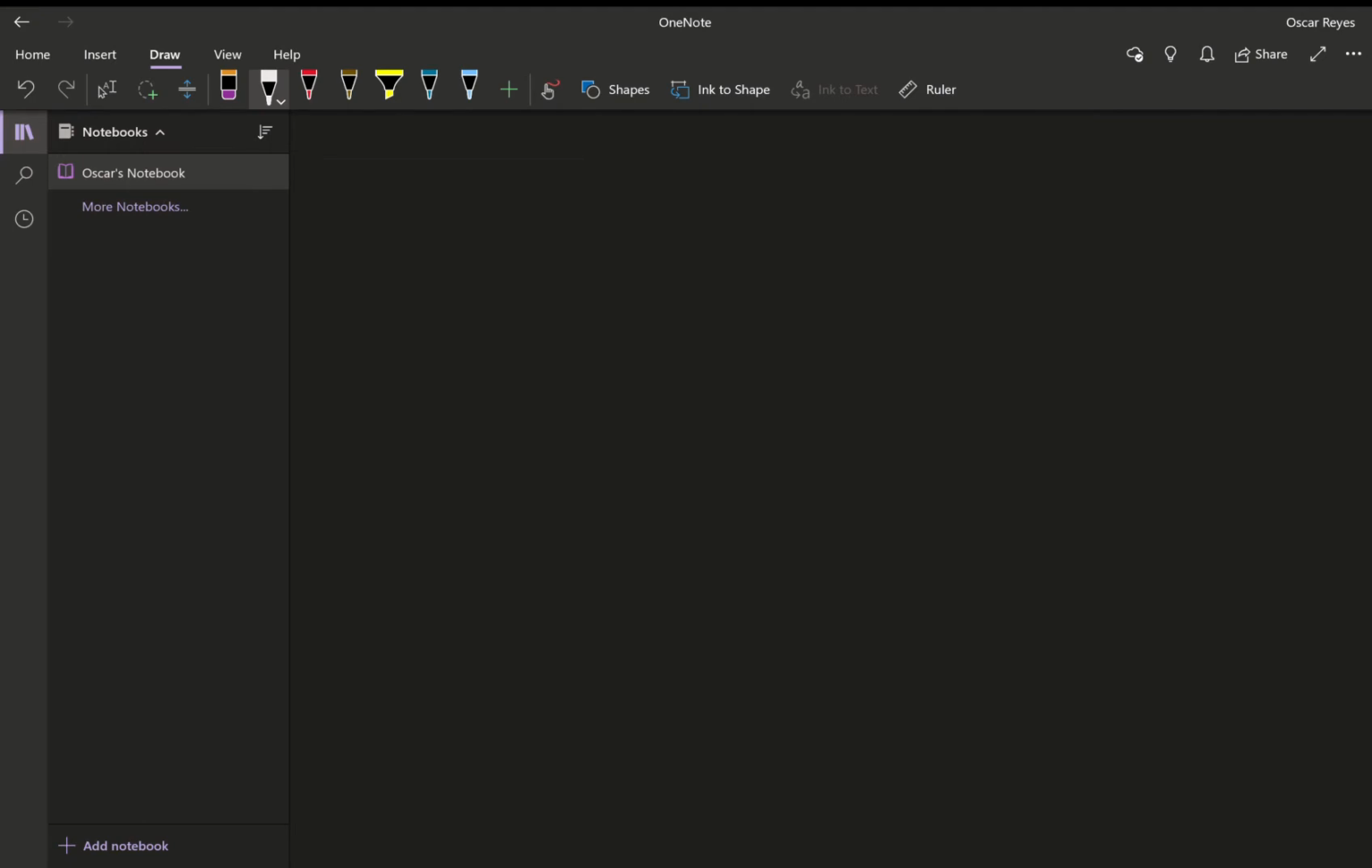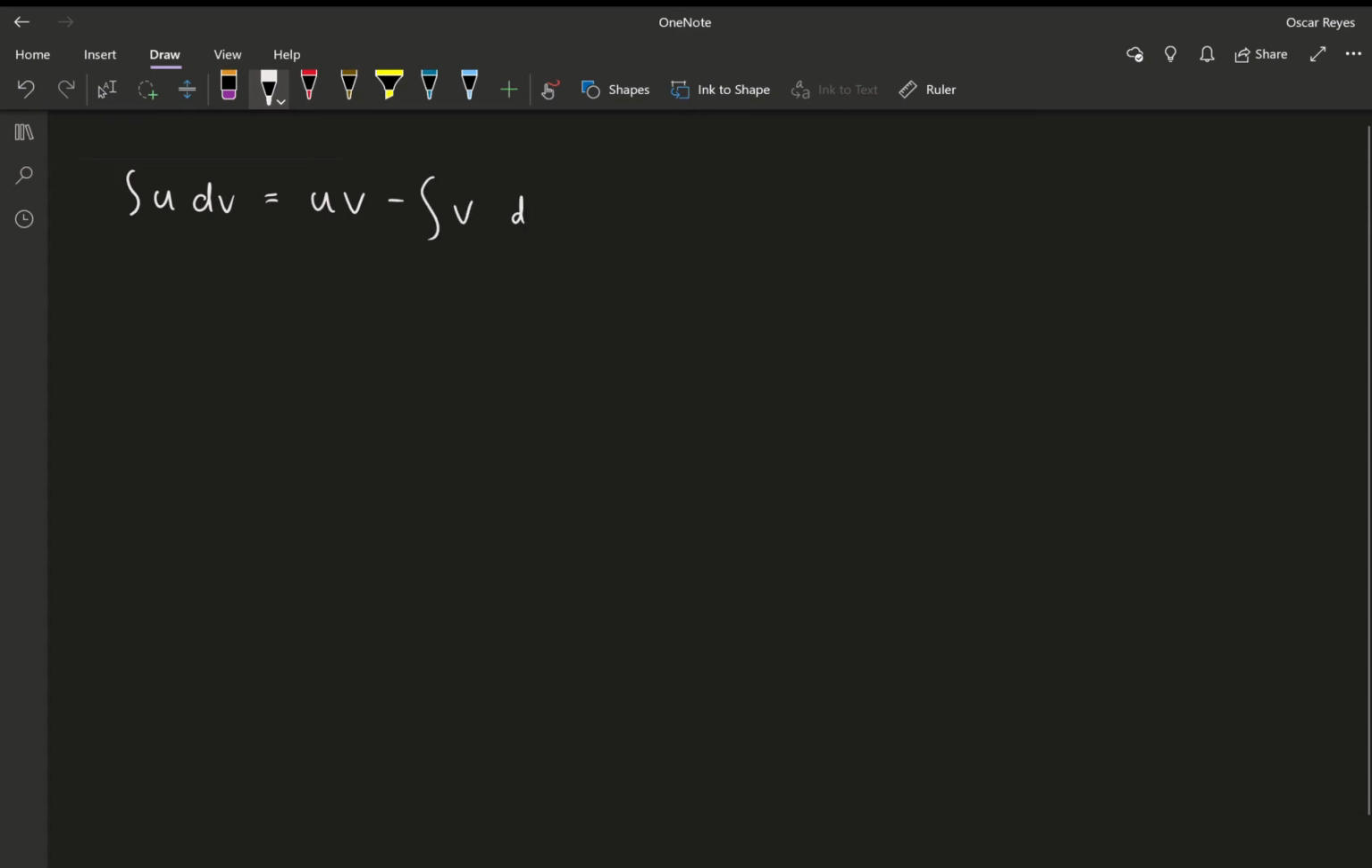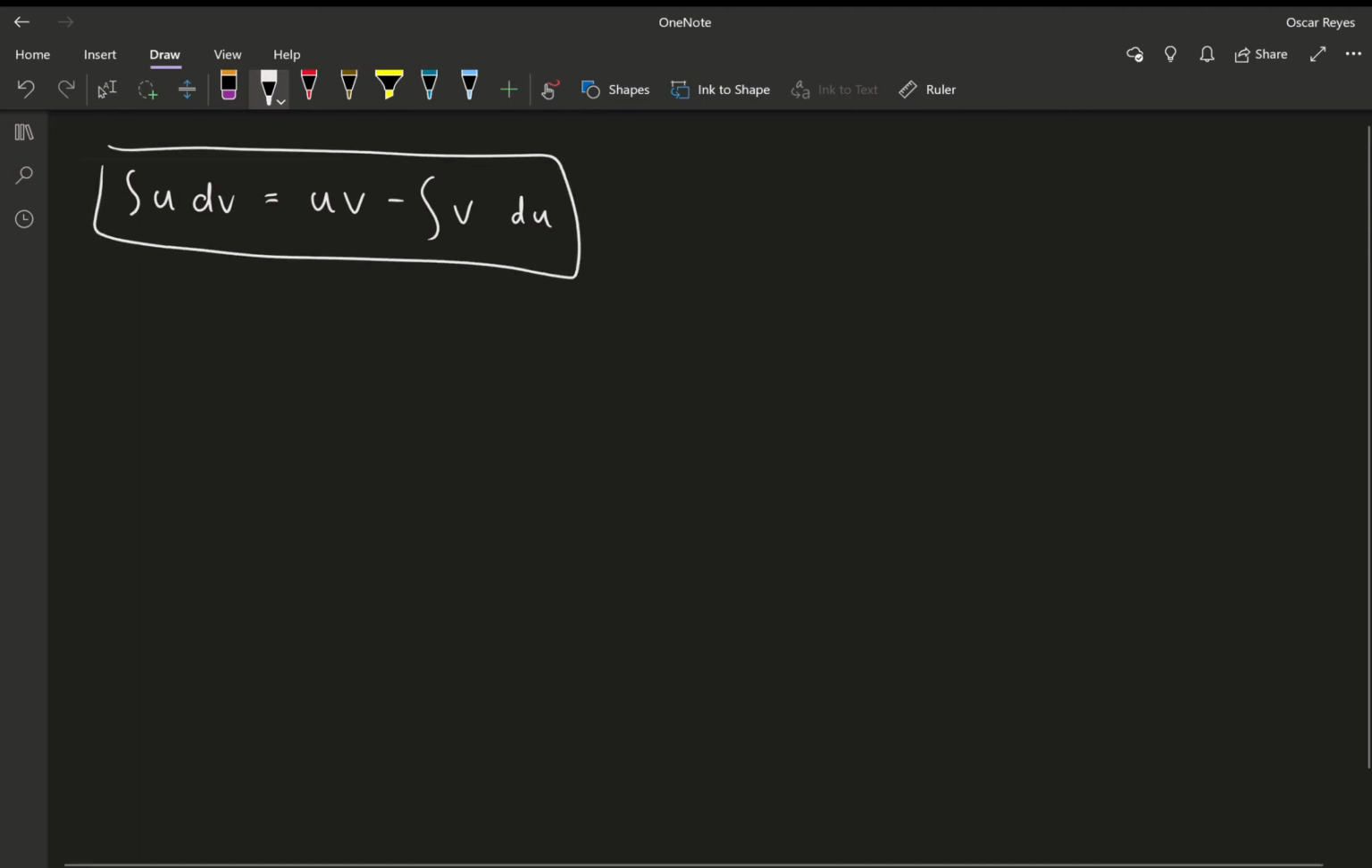Today we're going to go over 7.1, which is integration by parts. We're going to start by writing out the actual formula for integration by parts. The integral of u dv is equal to uv minus the integral of v du. Now this is something that we're going to have to memorize.